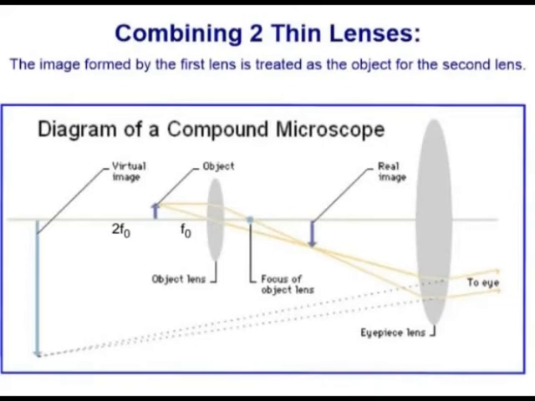This image is in front of the eyepiece and acts as an object to it. The eyepiece is adjusted so that the image falls between its principal focus fe and itself. This way, the eyepiece acts as a magnifying glass and produces a final image that is greatly magnified. A compound microscope overcomes the limitation of a simple microscope by use of an objective lens with many lenses and an eyepiece with more than one lens.